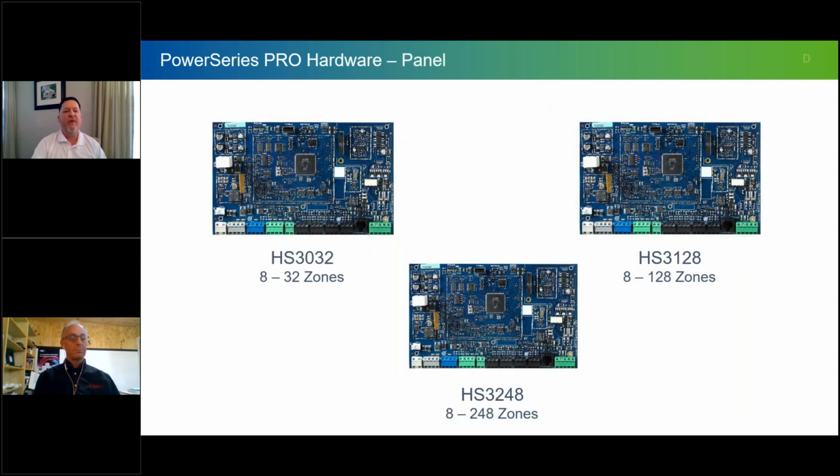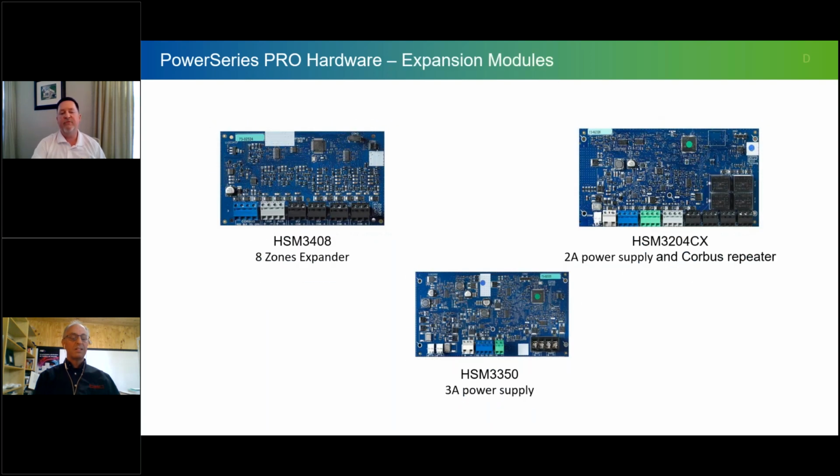Here are some of the modules that work with the control panels for the Pro, again laying out the 32, 128, and 248 control panels. The 3408 is the 8-zone zone expander.